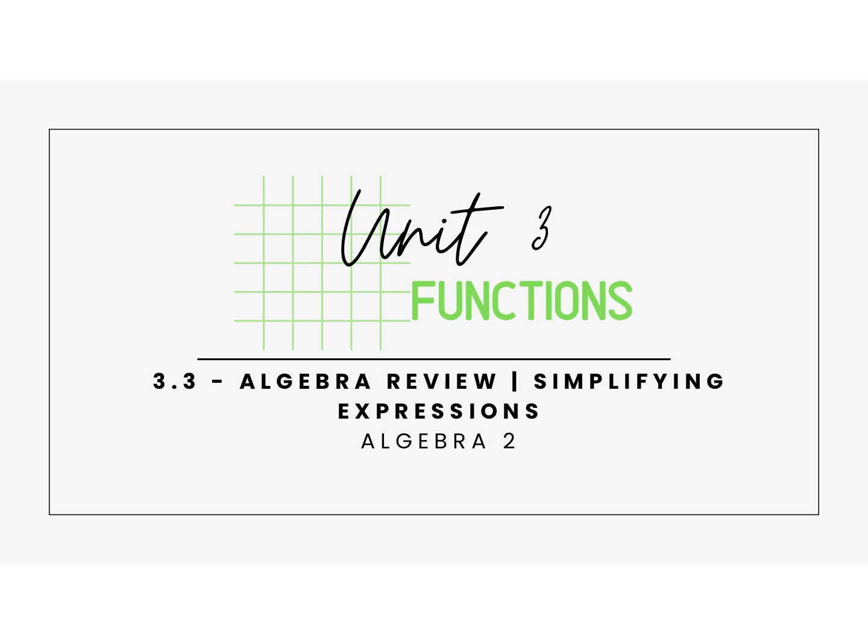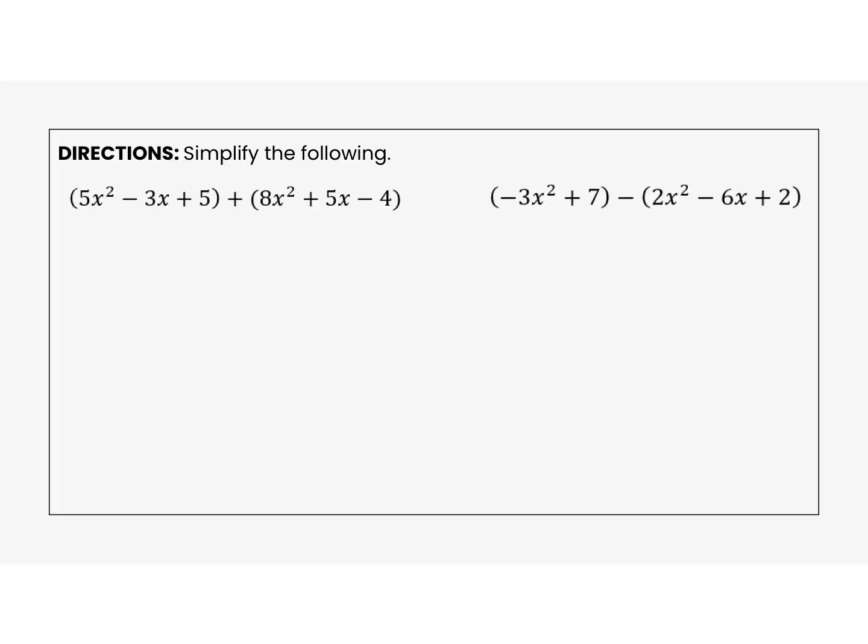Okay, in 3.3, we are just going to do some algebra review of simplifying expressions. So let's look at these first two. One, we're adding two trinomials, and the other, we're subtracting a binomial and a trinomial. So when we're adding, even though we have parentheses here, we're really just looking at what are like terms. So if I didn't include those parentheses, that would be okay.